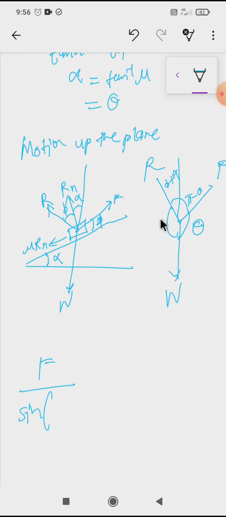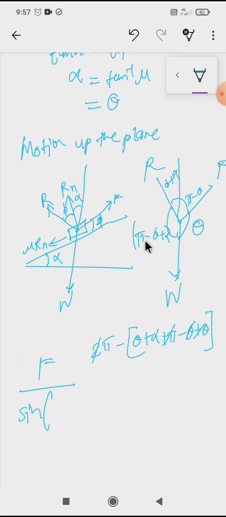Now what is this angle? This total is 360 degrees, so that will be 2 pi. So it will be 2 pi minus all these angles: theta plus alpha plus pi minus theta plus theta. So theta gets cancelled, and pi and 2 pi, so pi gets cancelled. Here we are left with pi minus theta plus alpha. So this angle will be pi minus theta plus alpha. So we got all the angles.